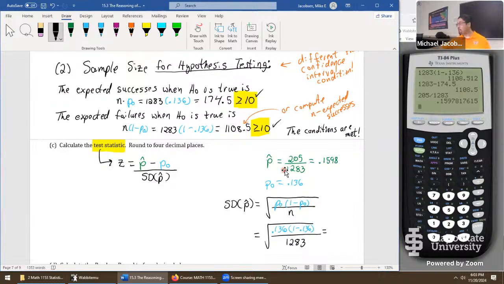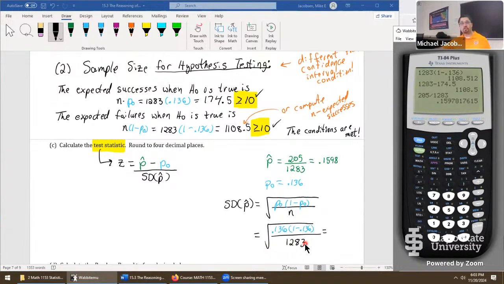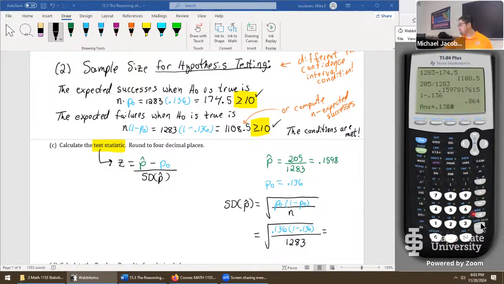So that should give us a value out. Back into the calculator, depending on how you do it, let's try the order of operations way. I'll work inside out. So it'll be 1 minus 0.136. So we've got that computation. Multiply it by 0.136. So now we have the entire numerator. Divide by 1283.